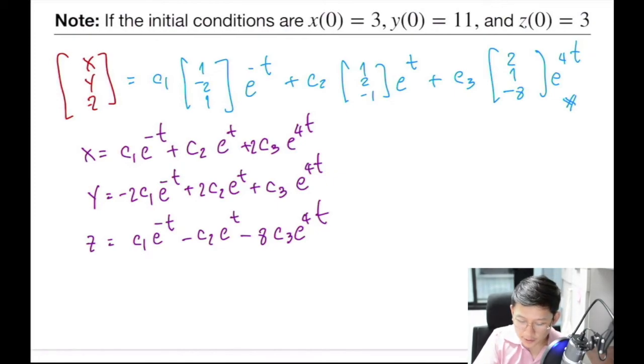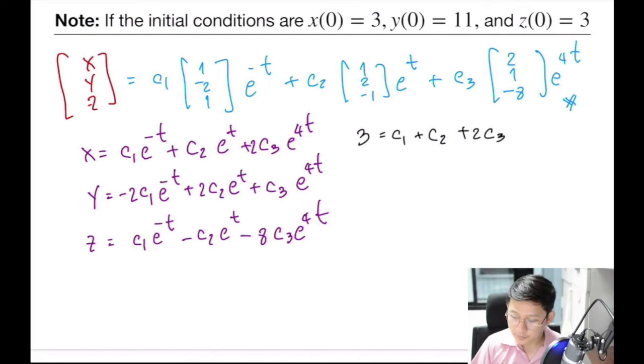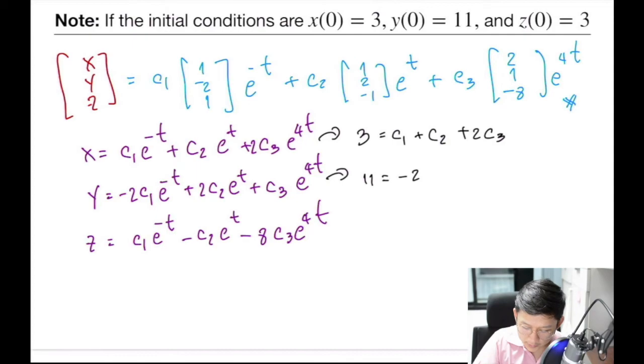So up there we would have that x0, right? It means that we substitute t with 0. So here x0 is 3, is c1 e to the minus 0, which is going to be 1, plus c2 plus 2c3. And that's the first equation when we substitute t with 0. And similarly here, when we substitute t with 0, we get 11 equals minus 2c1 plus 2c2 plus c3.